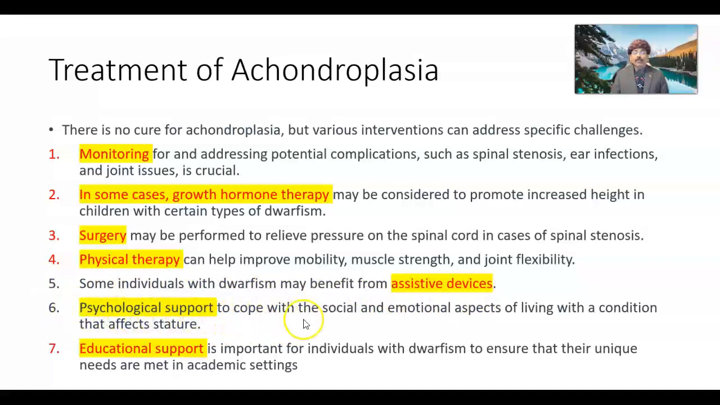Psychological support to cope with social and emotional aspects of living with a condition that affects stature. So there will be psychological support for the patient. Educational support is important for individuals with dwarfism to ensure that their unique needs are met in academic settings. So their seating arrangement, their support arrangement should be increased.